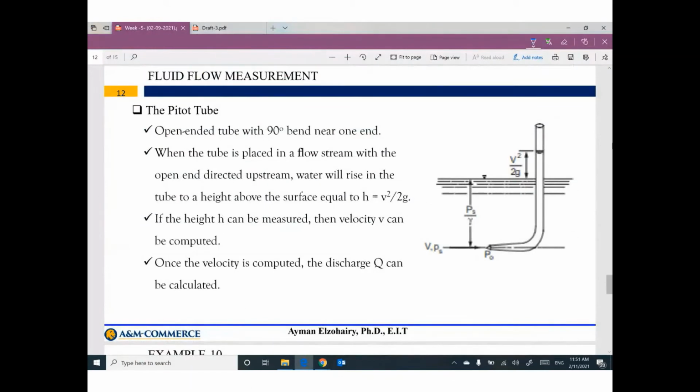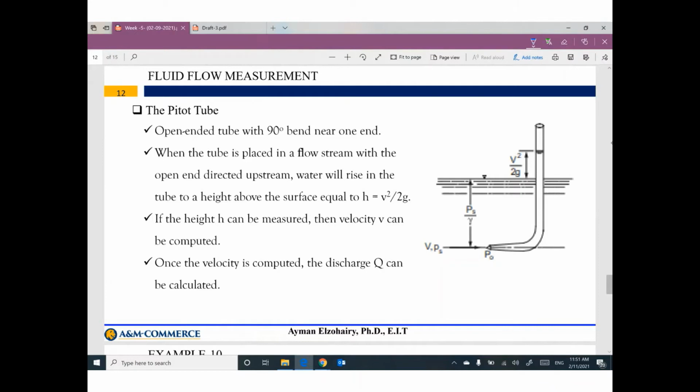We have an experiment. The first one, if you have a channel and you would like to measure the velocity. For some reason, you are walking in the street and you have a channel or canal with water flowing in it, and you would like to measure the velocity. Because if you can measure the velocity and the area of the cross section, I can figure out the discharge.